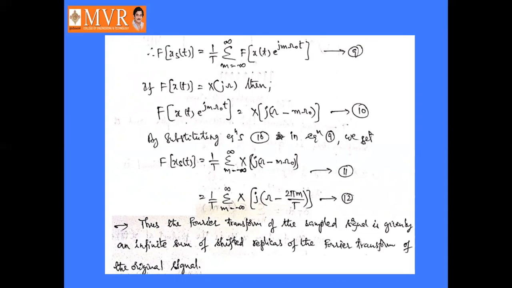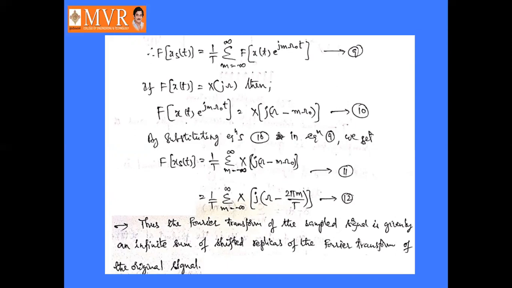By substituting equation 10 in equation 9, we get the Fourier transform of xs(t) equal to 1/T Σ from m = -∞ to ∞ of X(j(ω - mω0)), which is equal to 1/T Σ from m = -∞ to ∞ of X(j(ω - 2πm/T)), since ω0 is 2π/T. That is equation number 12.